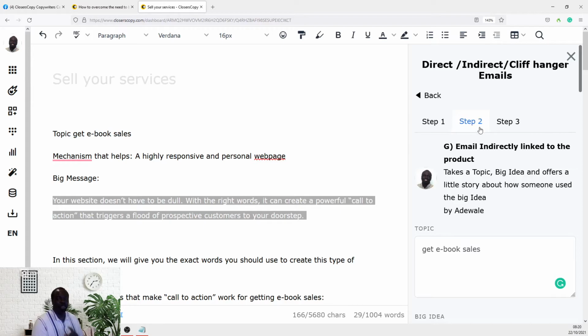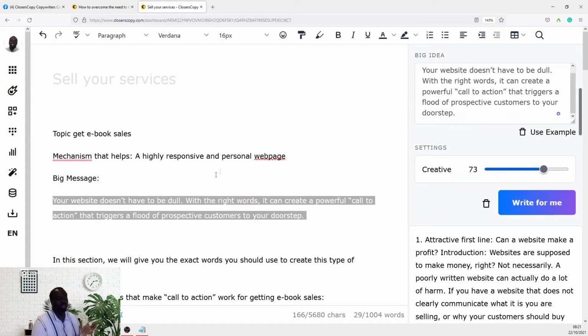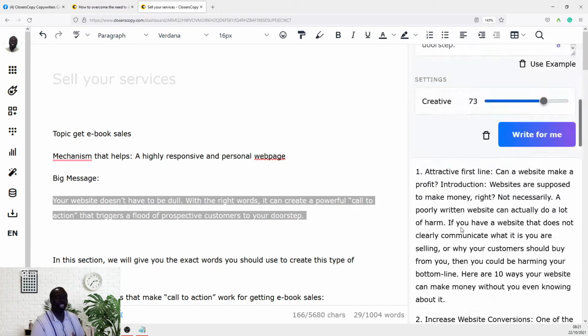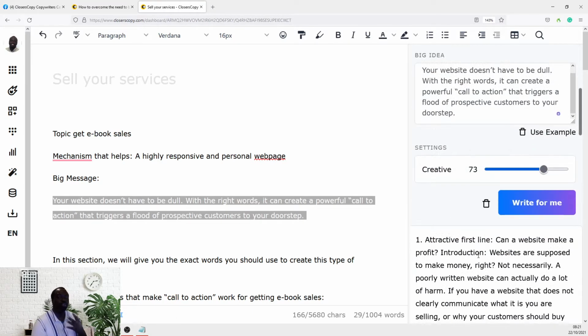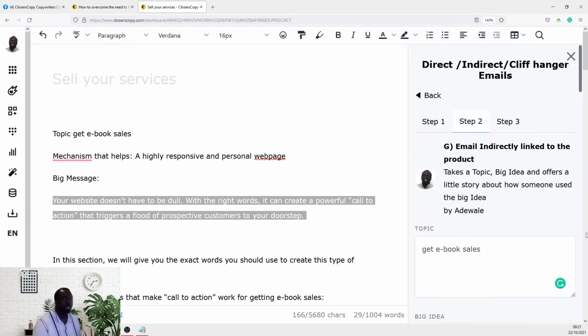Now this particular indirect link, you don't necessarily have to use any of the pain points you've gathered, because it will just creatively pull up a connection. So, can a website make profit? Websites are supposed to make money, right? Not necessarily. A poorly written website can actually do a lot of harm, right? So this is talking about website making profits. And so again, you'll find so many angles that you can write to that person who's trying to sell their ebook and perhaps considering a website.